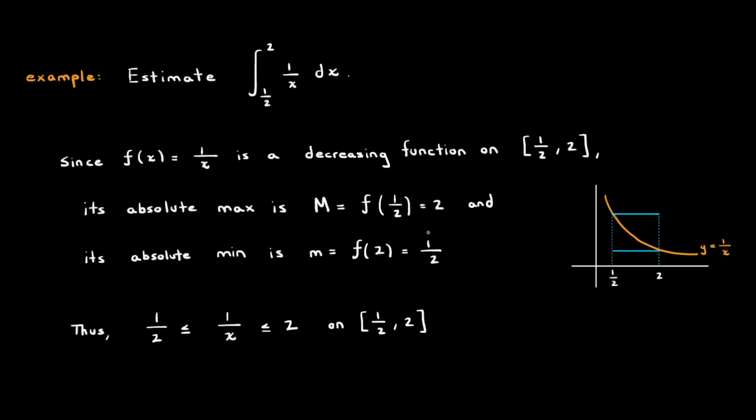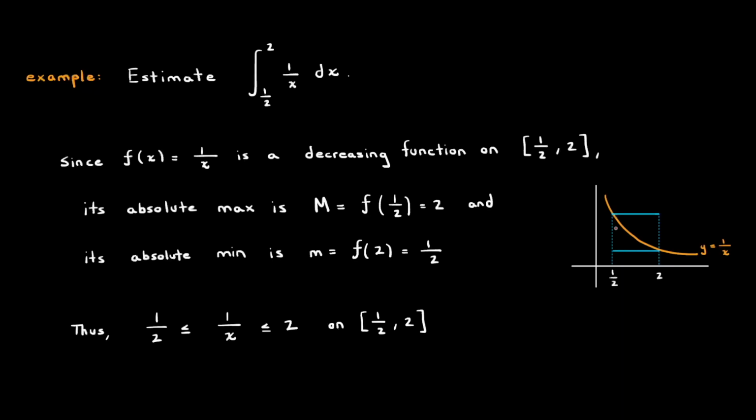In case you're wondering how this function looks like, the hyperbola or the reciprocal sort of looks like this. And as you can see, it's a decreasing function. The highest value it will attain is at the left endpoint. That motivates this. And the lowest value it will achieve is at the right endpoint. And that's what motivated this idea. And so the inequality that we get is the function is at least 1/2 and at most 2 on this closed domain. And now we're just going to apply integrals throughout this inequality.